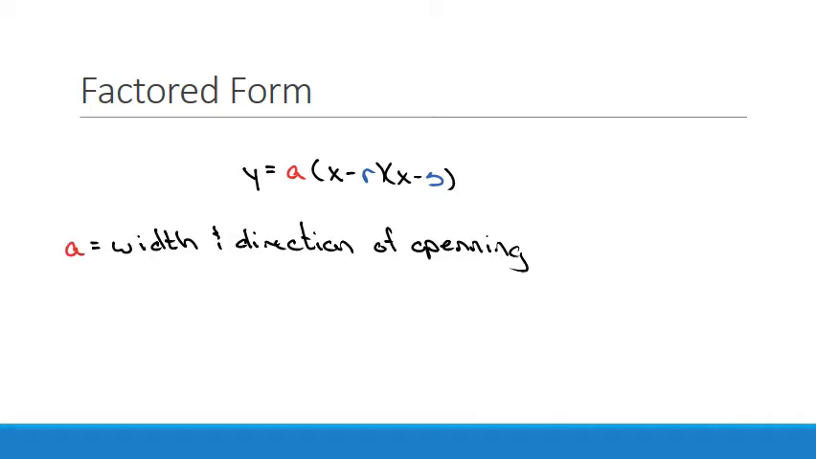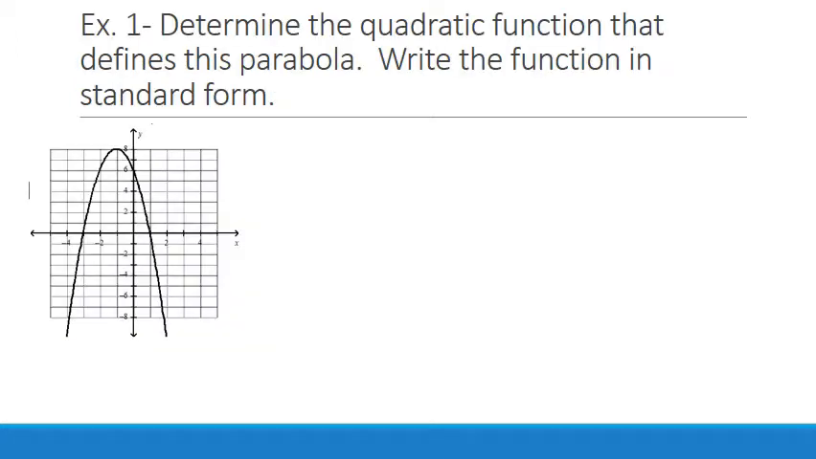Factored form is simply another arrangement we can write a quadratic function in. Factored form looks like this: y equals a bracket x minus r bracket x minus s. A is a number, and it's the value that determines the width and direction of the opening of the parabola. The r and s are the values of the x-intercepts of this parabola.